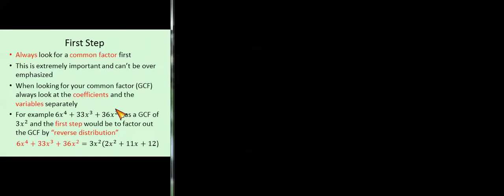First step is to always look for a common factor. No matter what you do, always look for the common factor first. I can't overemphasize that. You always look for the common factor. There's not always going to be one. Most of our examples today and tomorrow won't have them, but we look for them. When you're looking for the greatest common factor, look at the coefficients and the variables separately. All right?